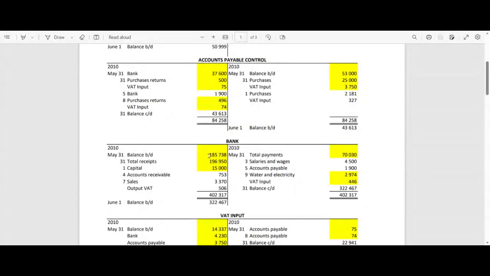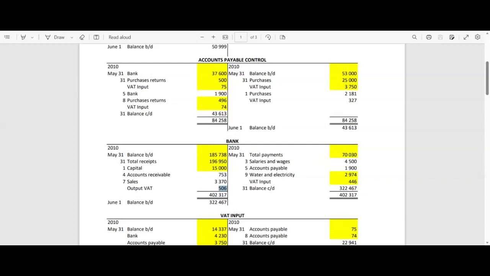That was the opening balance, the balance that appeared in our trial balance at the beginning. Right at the start of the question, they gave us a trial balance, right? And then, ladies and gentlemen, we saw in our cash receipts journal that the total receipts for the first half of the month was 196,950. And then we had three other totals in our cash receipts journal. It was for the accounts receivable of 753, for sales of 3,370, and for VAT output of 506 rands.